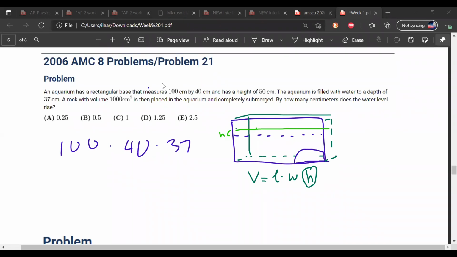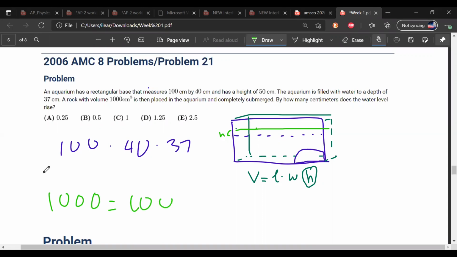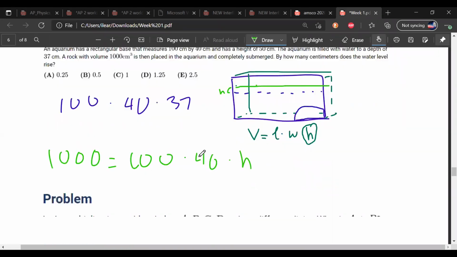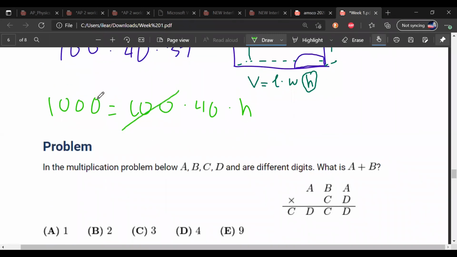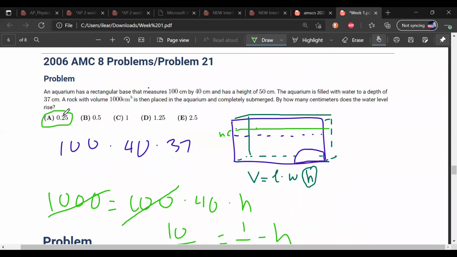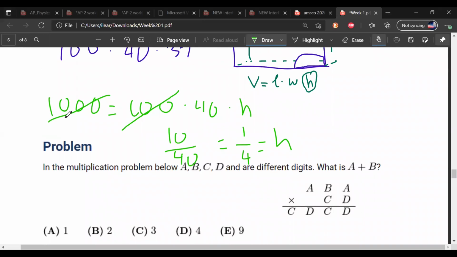All right, so it looks like most people agree. So let's see. We know the rock with volume 1,000 centimeters cubed is equal to the base times width of the aquarium, 100 times 40 times the height h that we're trying to find. Now let's solve this equation. 1,000 divided by 100 would just give us 10. Divided by 40 would give us 1/4 is equal to h. So our answer is indeed A. Good job, everyone. All right, let's move on to the next problem.